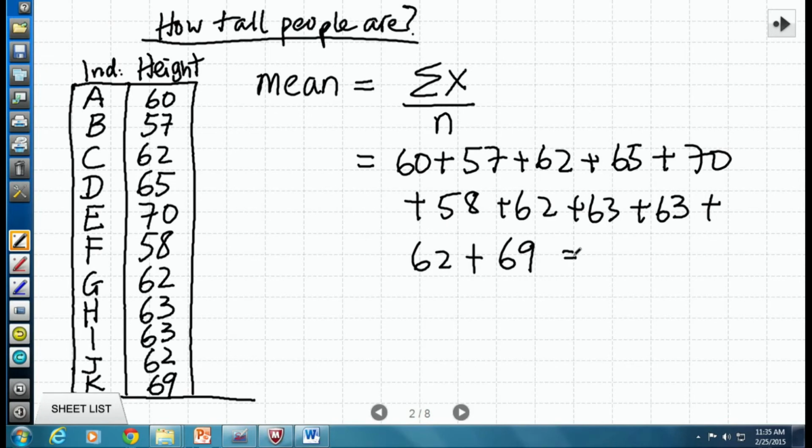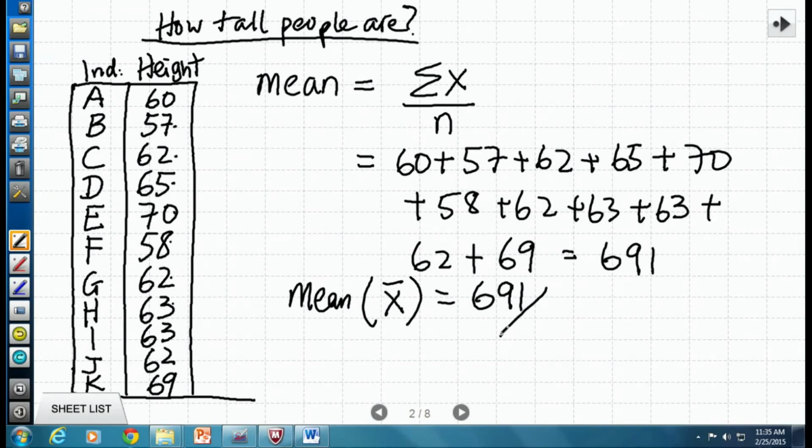This will be 691. And then how many of these scores do we have? 1, 2, 3, 4, 5, 6, 7, 8, 9, 10, 11. So there will be 11. So the mean, symbolized by this, would be 691 divided by 11, which is 62.8 inches. So the average or the mean of this data would be 62.8 inches.